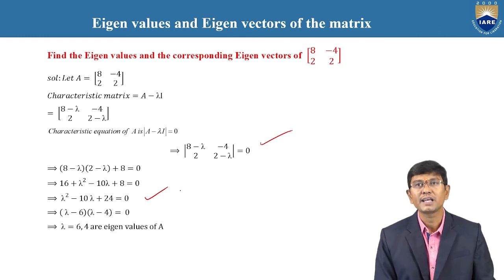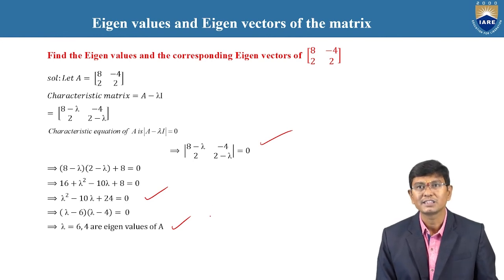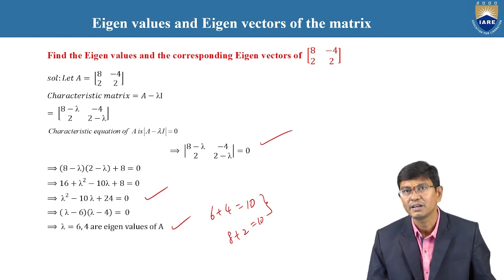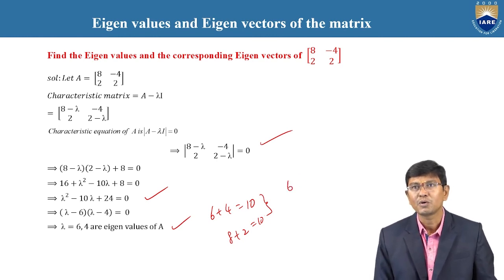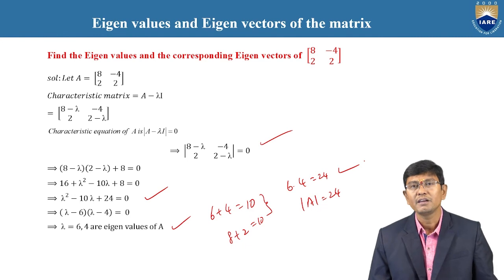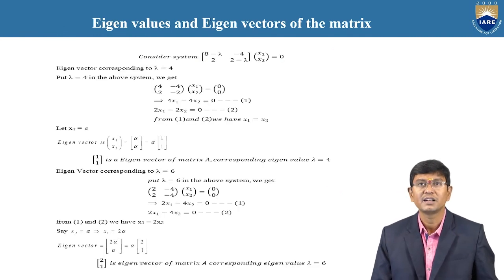By solving this quadratic equation using synthetic division or the factorization method, we obtain lambda is equal to 6 comma 4. For cross verification, the sum of the eigenvalues, 6 plus 4, is equal to 10. The trace of the matrix, 8 plus 2, is also 10. Therefore, the sum being equal to the trace of the matrix is clearly satisfied. Moreover, the product of the eigenvalues is 24, and the determinant of the matrix is also clearly 24. These are the two conditions for cross verification.